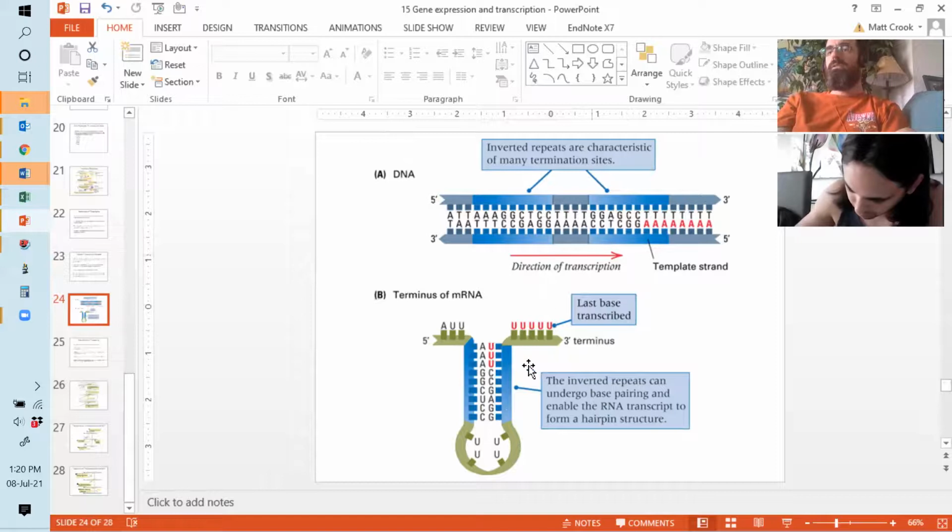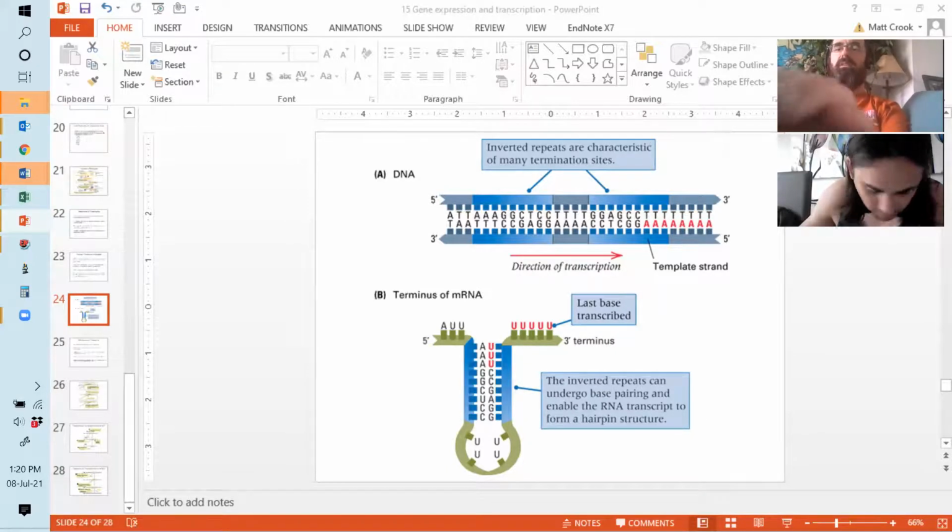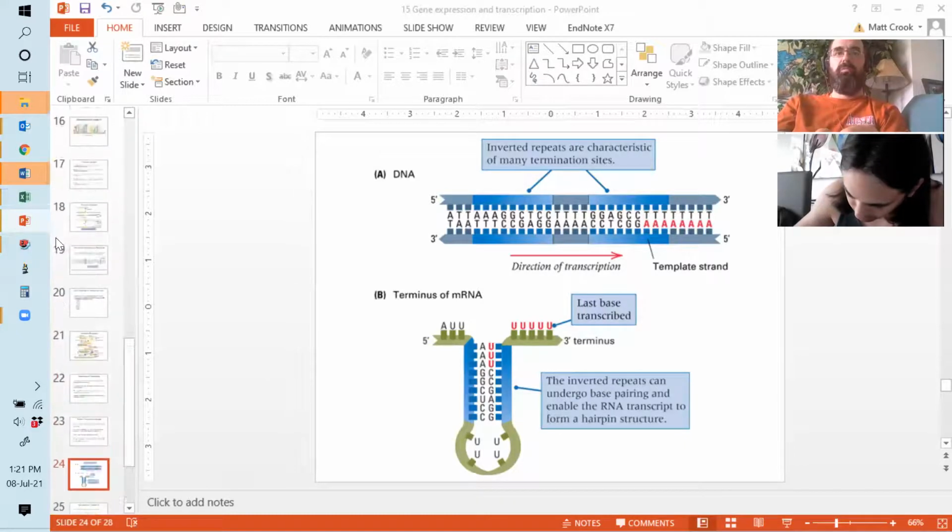And so when those U's are transcribed, essentially that slows down the RNA polymerase. And what that does is it allows time for this termination loop to form. And really, it acts like a lever.